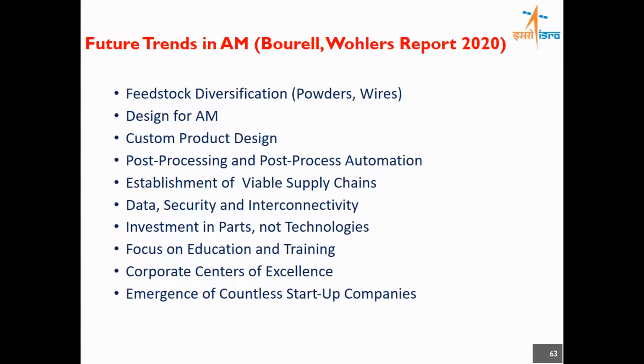So coming to the future trends in additive manufacturing, of course, one is the feedstock diversification, that is powders and wires. You can see now, since this technology is relatively new, it is restricted to very limited alloys for which powders are available or wires are available. So going forward, you will have more and more alloys in which the powders and wires will be available. The problem we face is, there are many alloys specific to aerospace applications or very specific to ISRO applications which we try to use. So there are no powders or wires available.